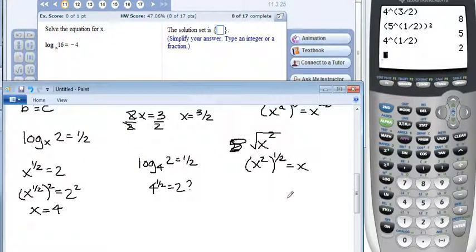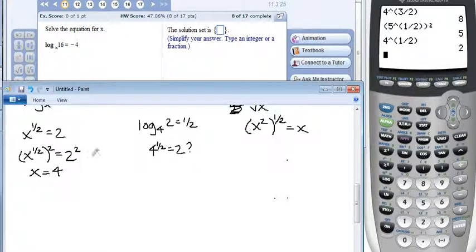Let's try another one. I don't know how many of these I'm going to do. I think they're all done the same. Log base x of 16 is equal to -4. I don't know how to do this logarithmically, so I'm going to change it into an exponential. X to the -4 power is 16.